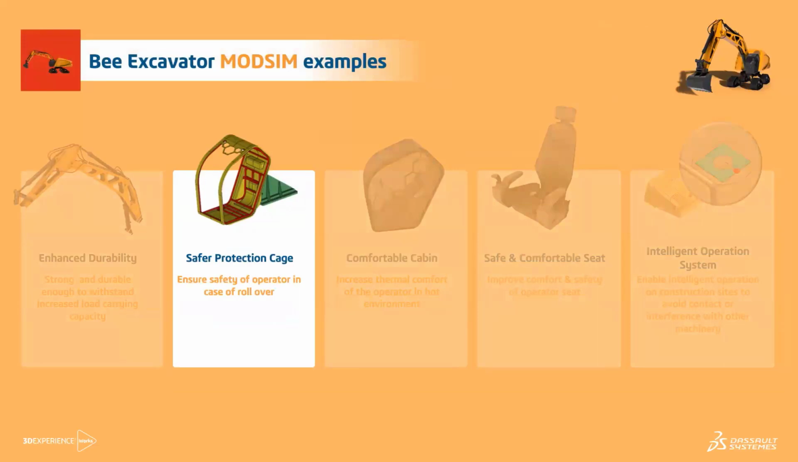Okay, now let's see the second example, which is the safe protection case. So as I said, this type of simulation, we need to do it not just to make sure that this is robust enough, but also because this is a normative test. And in all cases, we will make the test for real. So in this case, the simulation is very important because you can anticipate how it will deform before doing the test, because the test is very, very expensive. So this will allow you, for example, to reduce the number of prototypes.